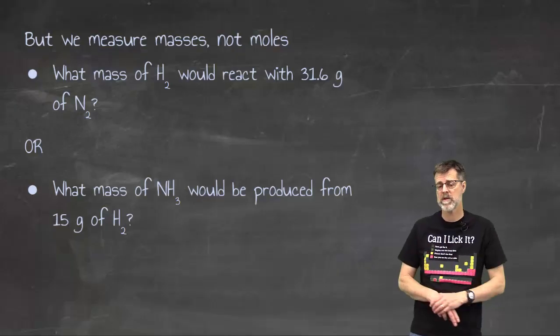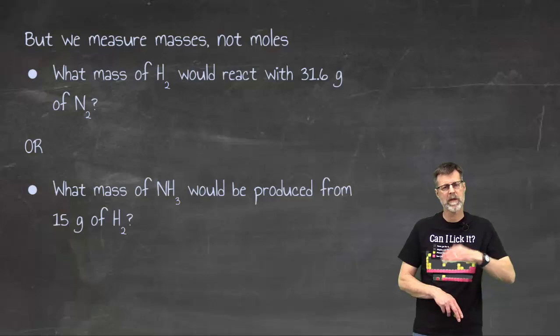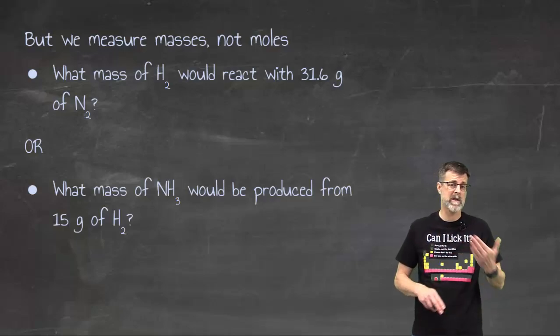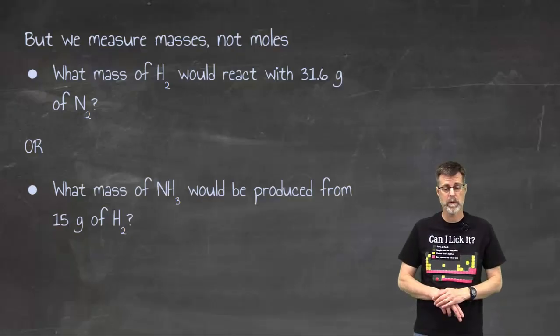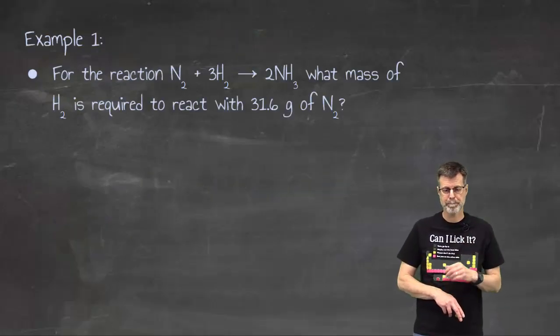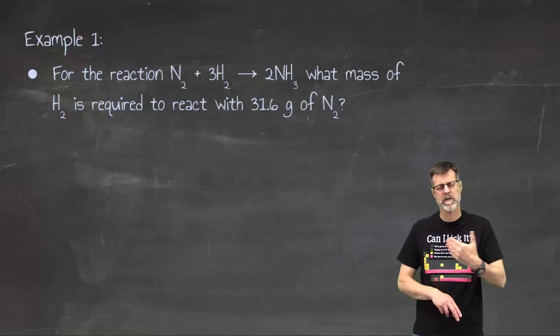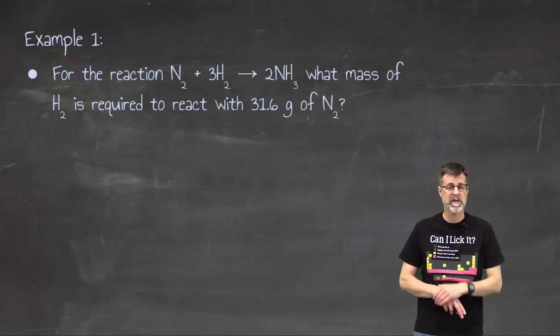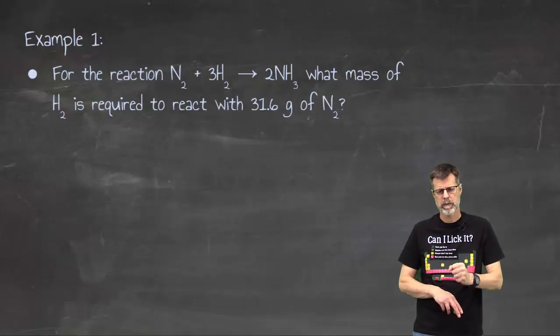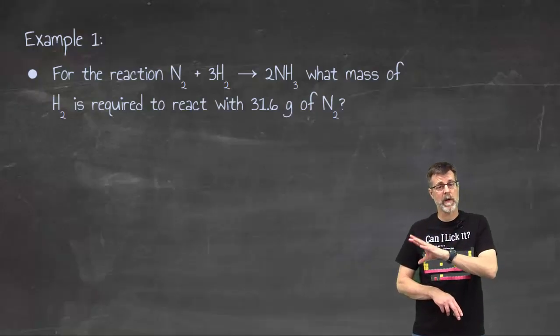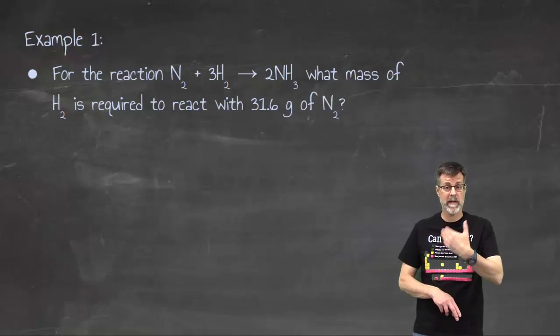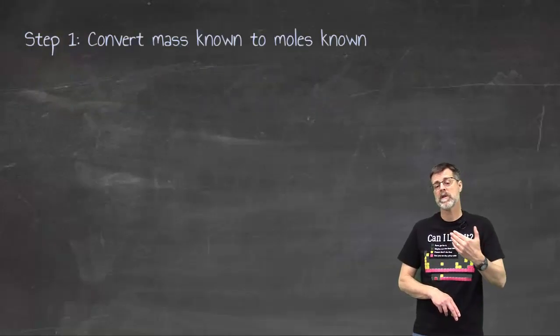Okay, so a typical question is going to look like this. We're going to actually work through the first one, maybe not the second one, but taking a look at those questions, they should be at least logical or sensible in terms of what we're trying to accomplish. So let's take that first one. What mass of hydrogen is required to react with 31.6 grams of nitrogen? And the reality is it's a fairly similar kind of question as what we had before, except now it's asking for masses. Well, what I'm going to do is I'm going to follow this plan.